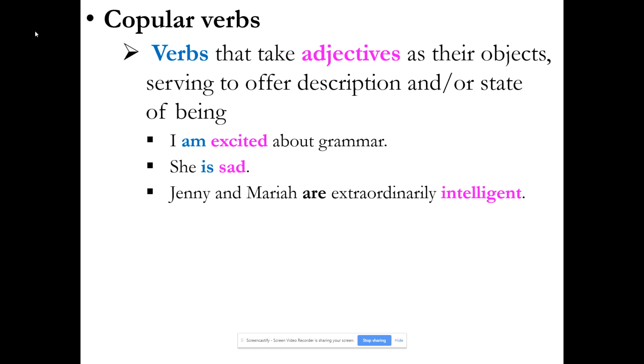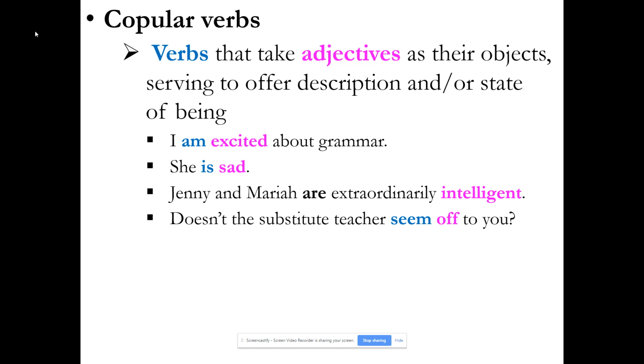So to be, you have to think about all the forms of to be. Am, is, are, was, were, being, been, be, right? All of them. Those in different forms will often be serving as copular verbs. To be can also be a transitive verb in some cases, right? But it is, right? Jenny and Mariah are engineers. Well, an engineer is a noun, so now to be is behaving like a transitive verb, right? So you have to pay attention. If what comes after is an adjective or adjective phrase, right, then you probably have a copular verb on your hands. So to be is not the only one, right?